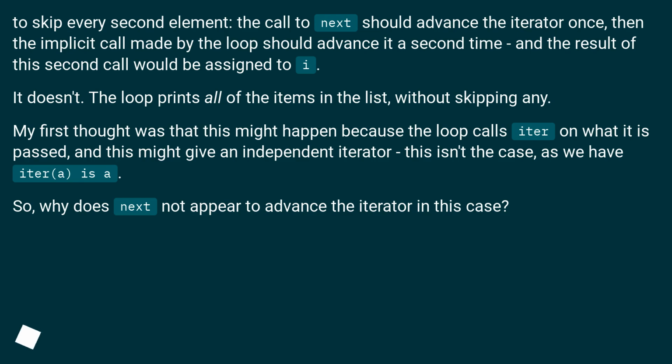My first thought was that this might happen because the loop calls iter on what it has passed, and this might give an independent iterator. This isn't the case, as we have iter(a) is a. So, why does next not appear to advance the iterator in this case?